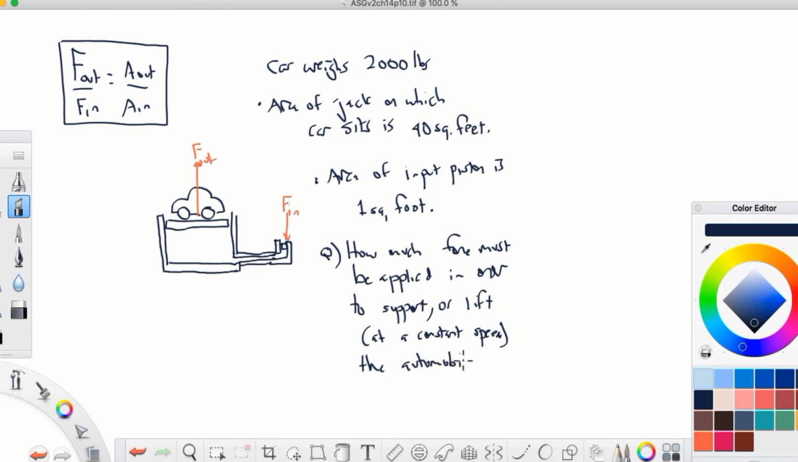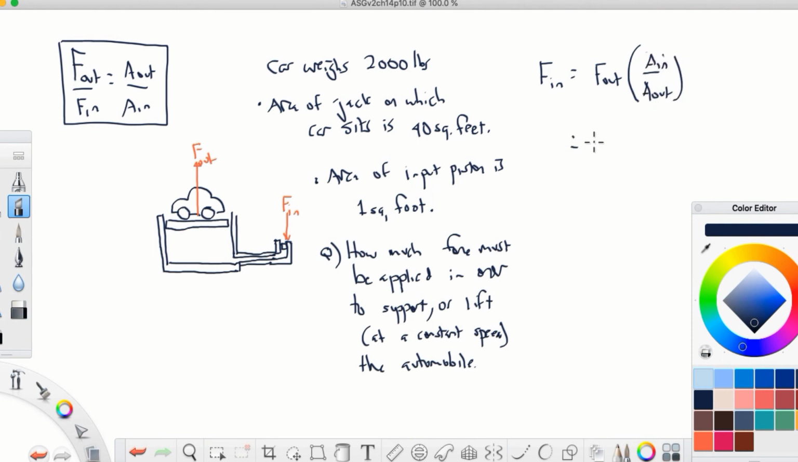Well, this is a quite simple problem to solve now, because you can just solve for the input force in terms of the output force using Pascal's principle. The force in is equal to the force out times the ratio of the output area. Oops, I got those reversed. The area in over the area out.